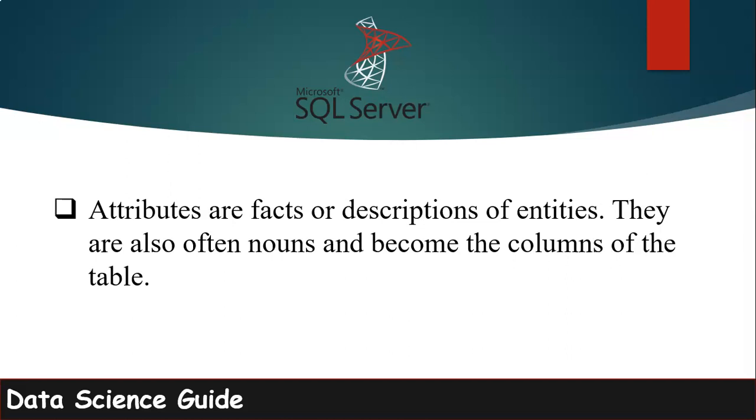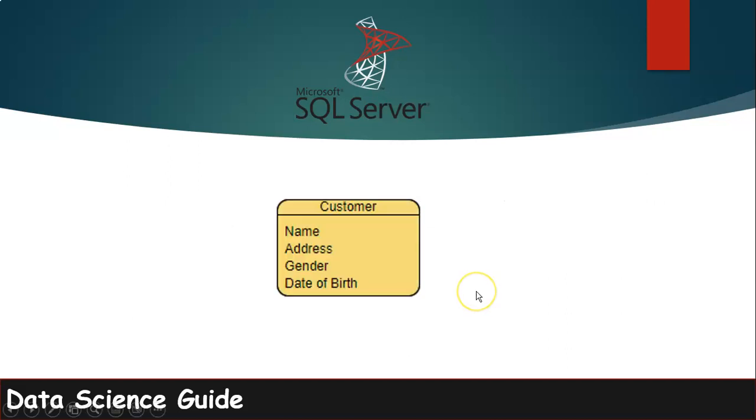Attributes are facts or descriptions of entities. They are also often nouns and become the columns of the table. So we call them attributes in entities and we call them columns or fields in a physical database. And this is an example of a customer entity with attributes. We have here name, address, gender, and date of birth. So we call these facts attributes.